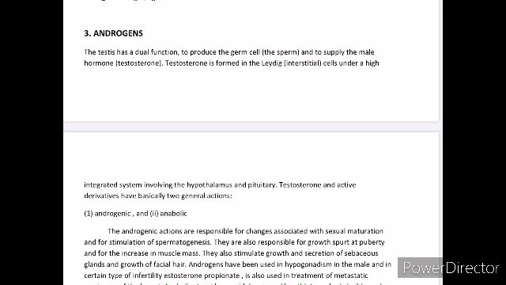Let us talk about androgens. The testes have a dual function: to produce a germ cell, that is a sperm, and also to supply the main hormone, that is testosterone. Now this testosterone is formed in the Leydig cells under a highly integrated system involving hypothalamus and pituitary. The testosterone and the active derivatives have two actions. One is androgenic and the second one is anabolic.